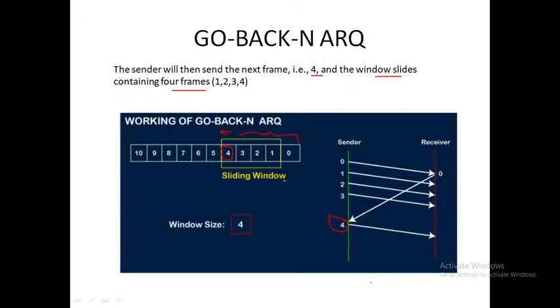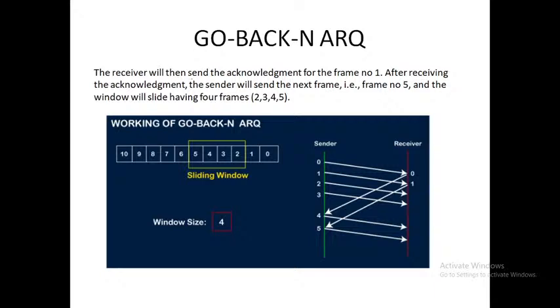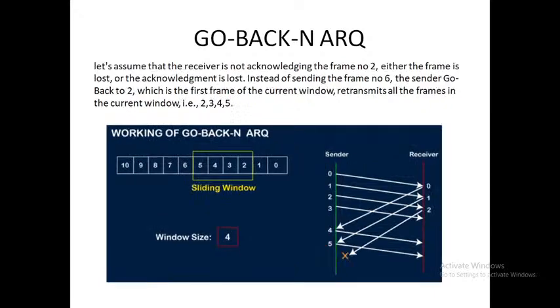What is the next thing? The receiver will then send the acknowledgement of frame number 1, because 0 you have already obtained. Then you send frame number 4, and the acknowledgement of frame number 1 arrives, and then you will be sending frame number 5 like that. You can see here again the window has slid, and now the window will be 2, 3, 4, 5 like this. So this is the way it is going to happen.